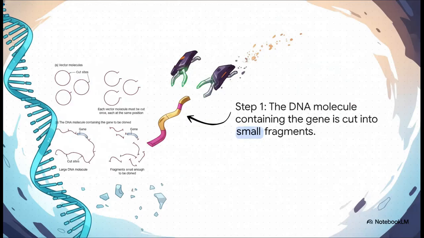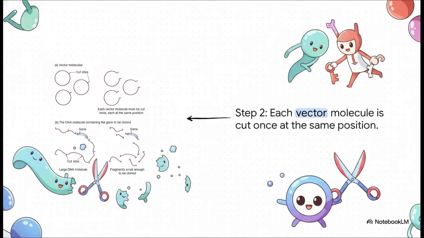Step 1. We take the DNA from our source organism. Let's say we want the gene for human insulin, the protein that helps millions of people with diabetes. We use our chosen restriction enzyme to make super precise cuts on either side of that gene, lifting it right out of the chromosome.